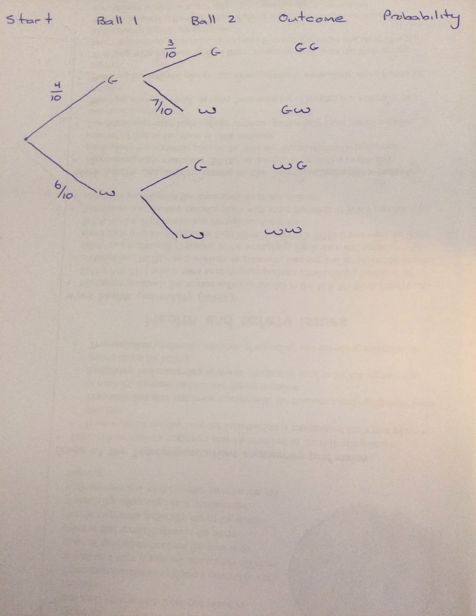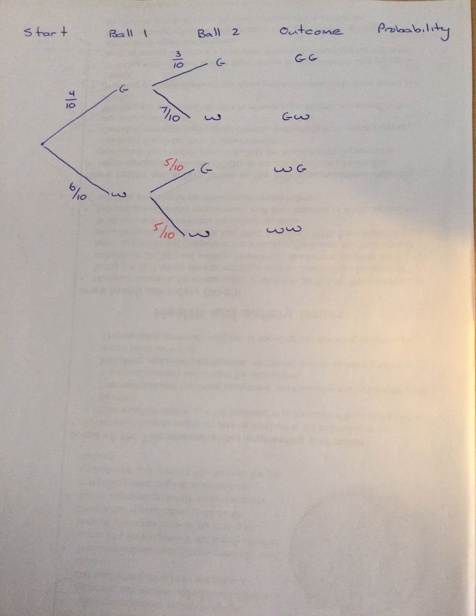Now let's look at the other alternative. What if we'd chosen the white first? Well, we have 1 less white, so we started with 6, we're down to 5. So we have 5 white left out of the 10, and we put a green in. We started with 4, so now there would be 5 green in there.